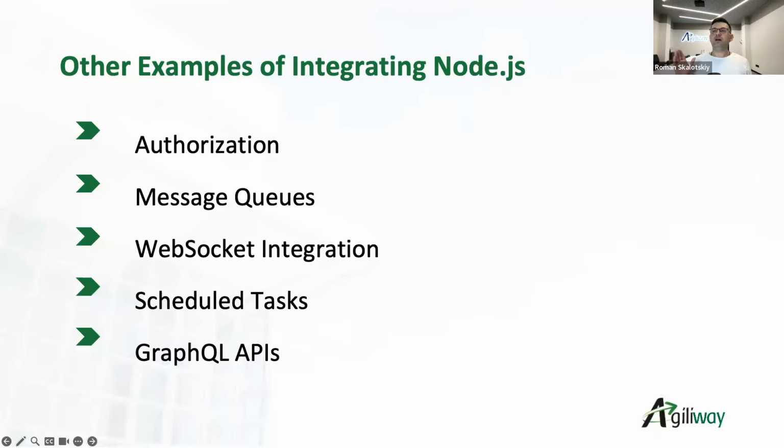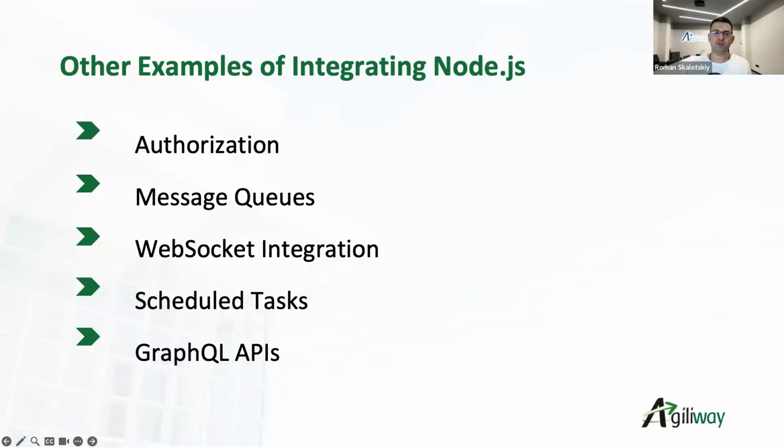So let's review other examples of integrating Node.js. It is authorization. Implementing authorization with Node.js can be crucial when integrating with a business system. You can use libraries like Passport.js for this purpose. I guess Passport.js is the most popular for it, but there are a lot of different packages for it as well. Therefore, a lot of developers use Node.js for authorization.